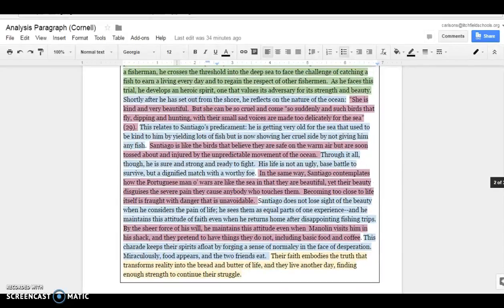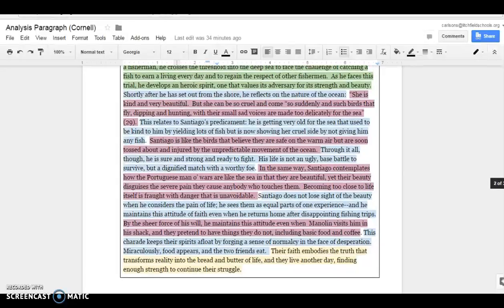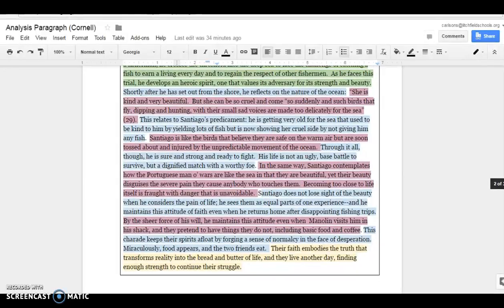And it's a substantial paragraph. You can see there are 4 text references in this piece of writing. It's a standalone paragraph, so it's hard to conclude the paragraph with any kind of transitional language to lead it to the next idea. So this final sentence acts as a summary statement that reflects but does not simply repeat the initial claim, right? Their faith embodies the truth that transforms reality into the bread and butter of life, and they live another day, finding enough strength to continue their struggle.